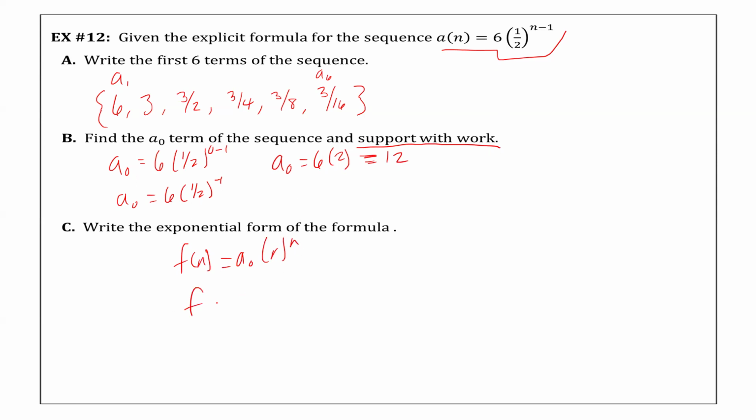So in this case, we now know our f of n. We know that a sub 0 is 12. We know our ratio of change is 1/2, to the n. So this would be our function, our exponential function model.